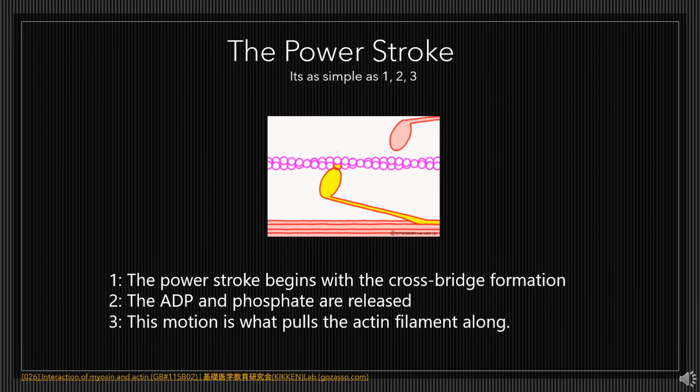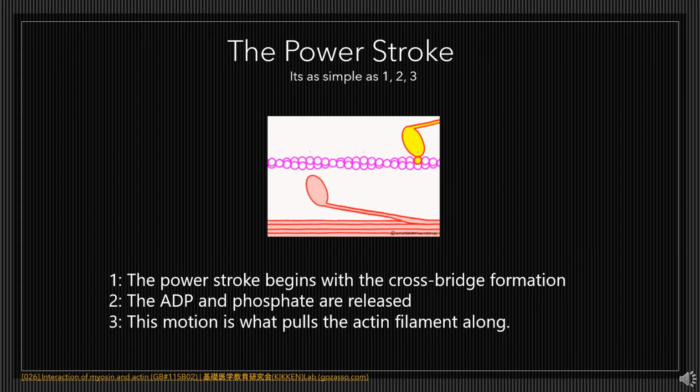The power stroke begins with a cross bridge formation as the ADP, adenosine diphosphate, and inorganic phosphate are still bound with the myosin. Once the ADP and phosphate are released, this causes the myosin to move forward towards the M line. This motion of the myosin head is what pulls the actin filament along. This is the motion that we see in a sliding filament model and how that model is made possible.